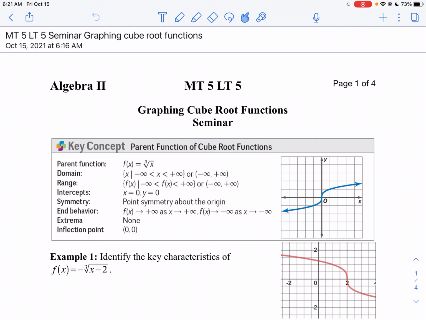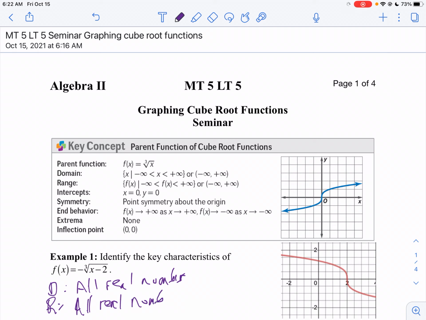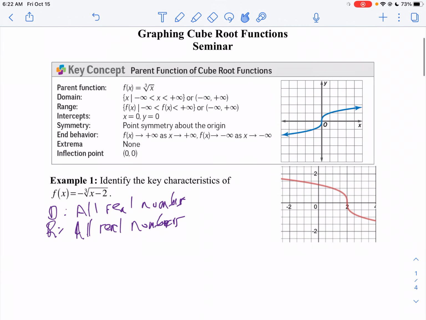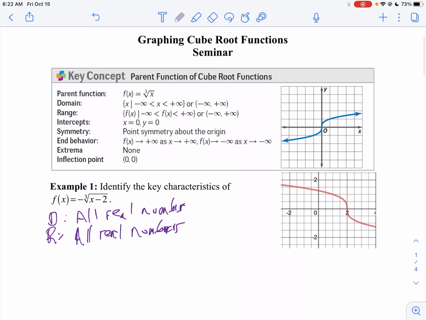So we'll start here with our domain. Our domain is going to be all real numbers, because you can put any number in for x and get an answer. Your range is all real numbers. Notice there's been a transformation going on here. My x-intercept got moved to the right too, didn't it? So the x-intercept is at 2.